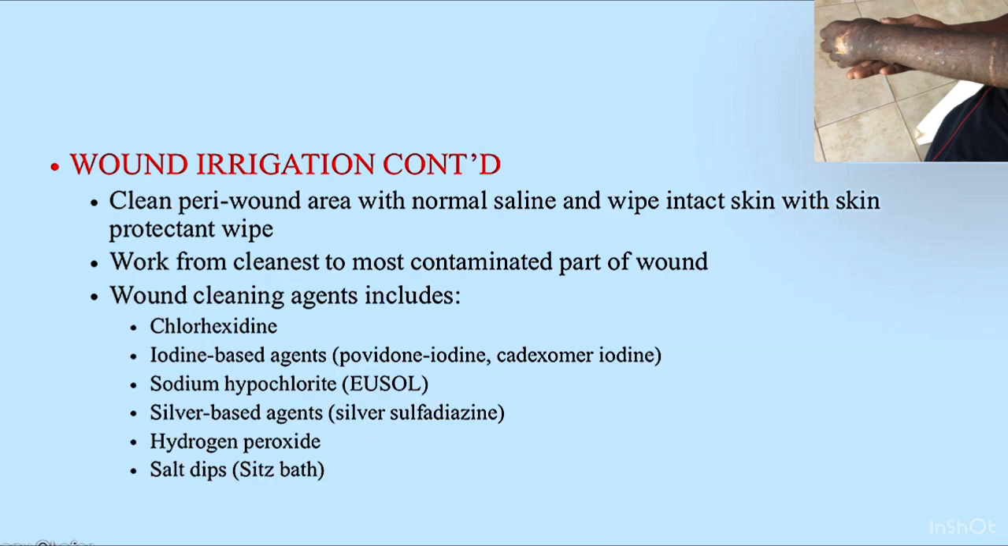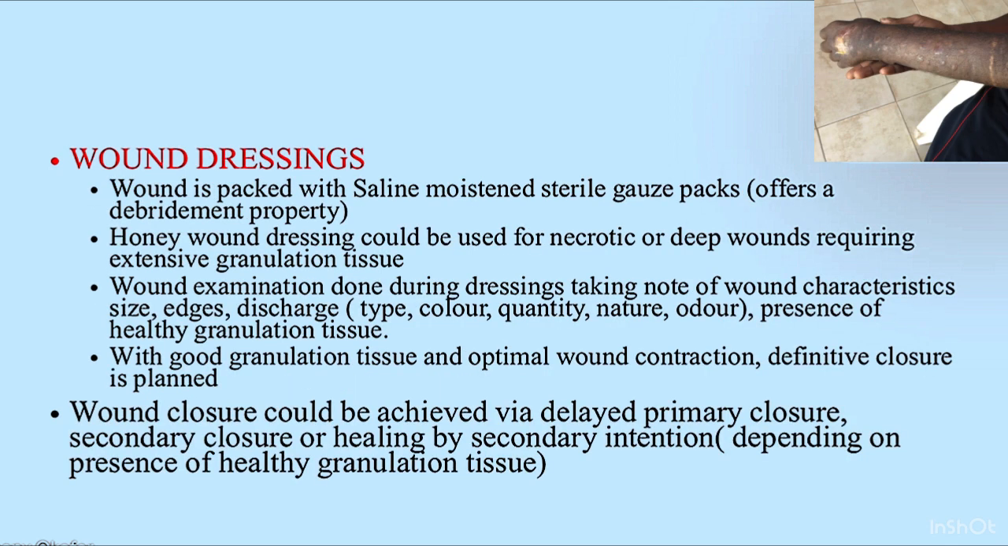Clean peri-wound area with normal saline and wipe intact skin with skin protectant wipe. Some cleaning agents that could be used are chlorhexidine, silver sulfadiazine, sodium hypochlorite, hydrogen peroxide. For wound dressing, the wound is packed with saline moist sterile gauze pack. Honey dressing could also be used, as honey has some wound healing properties. It can be used for necrotic or deep wounds requiring extensive granulation tissue.